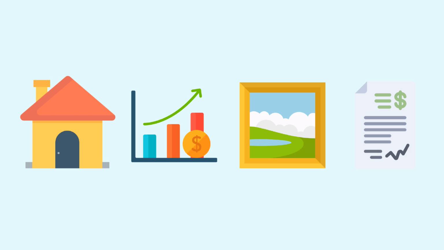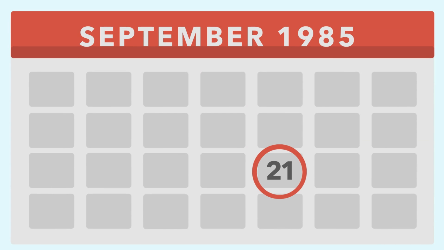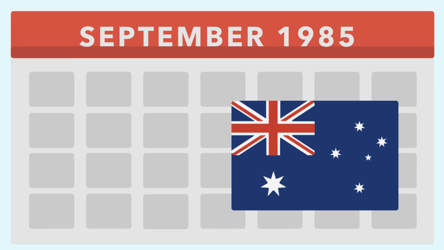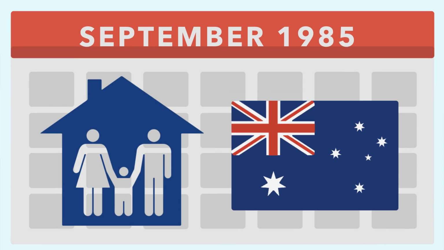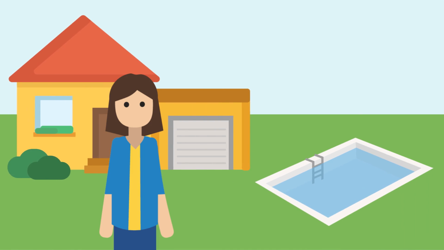A number of assets are exempt from CGT, and we will consider some of these exemptions in class. Two major exemptions are assets acquired prior to 21 September 1985, when CGT was introduced in Australia, and your main residence. Let's now work through an example of CGT event A1.